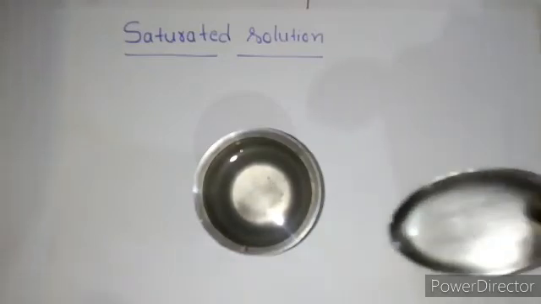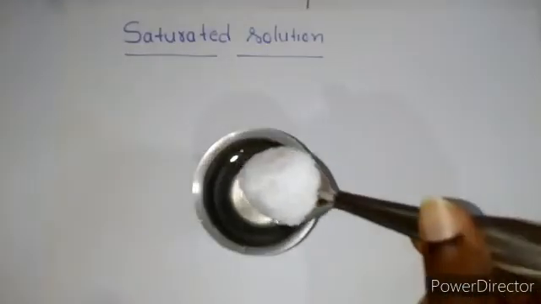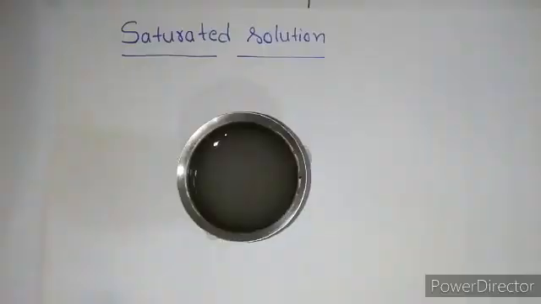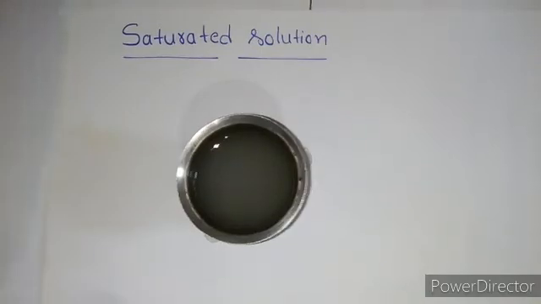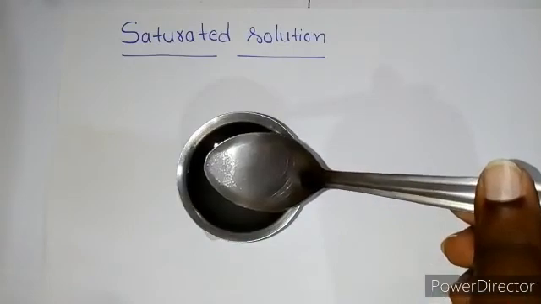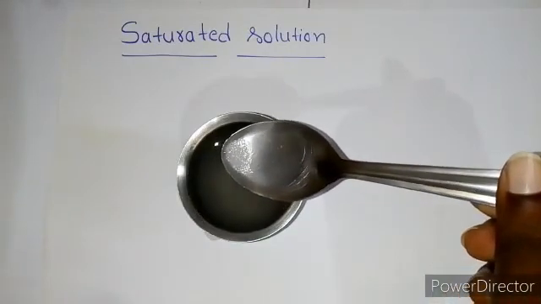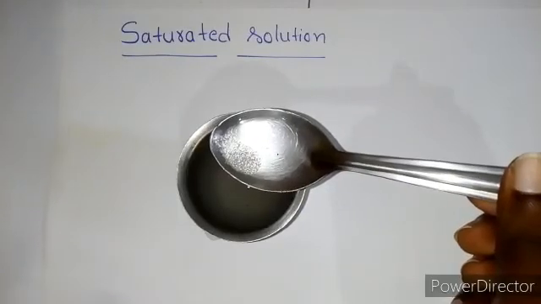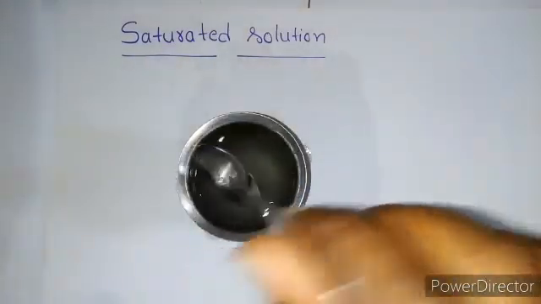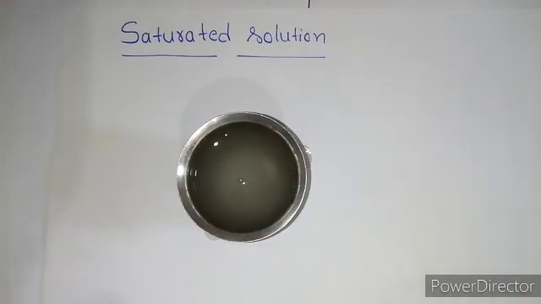This continues for some time. If we keep on adding salt to this water, when all the empty spaces between water particles have been filled up, the salt crystals stop dissolving in water. All of you see here, the salt remains the same and stops dissolving. This is because there are no empty spaces left for the salt particles to occupy. When a solution cannot dissolve any more of the solute, it is called a saturated solution.